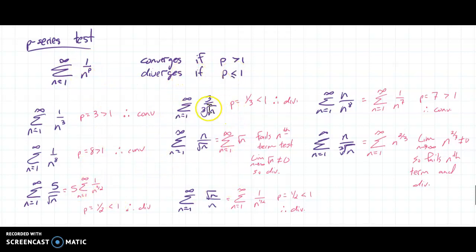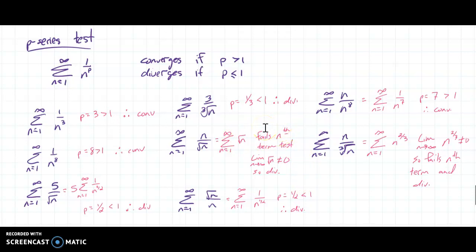It diverges. This one, same thing. Pull the 3 out front. P is a third, which is less than 1. Therefore, it diverges. This one, if I simplify that, I get root n. And you could technically claim P-series with this, but the better way to do it is to recognize that it fails the nth term test. The limit of this thing is not 0, so it's just impossible for it to converge.